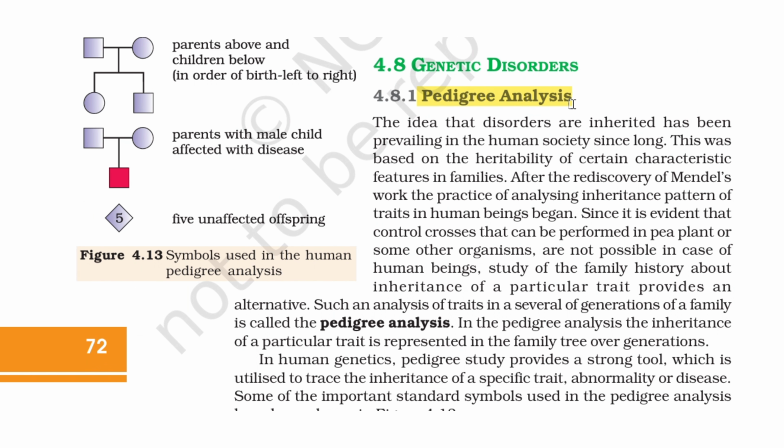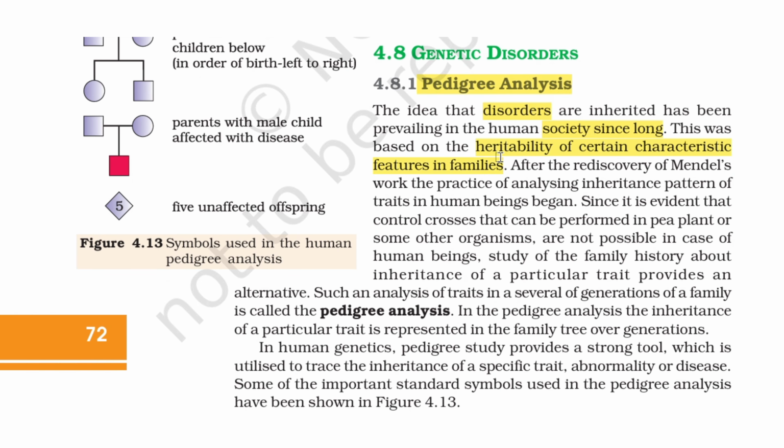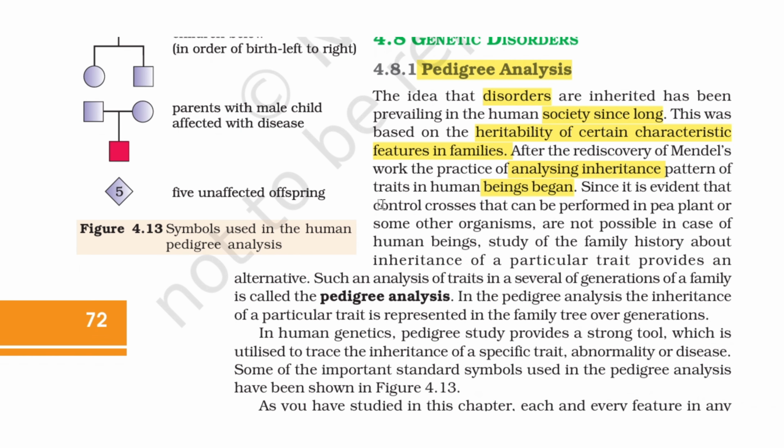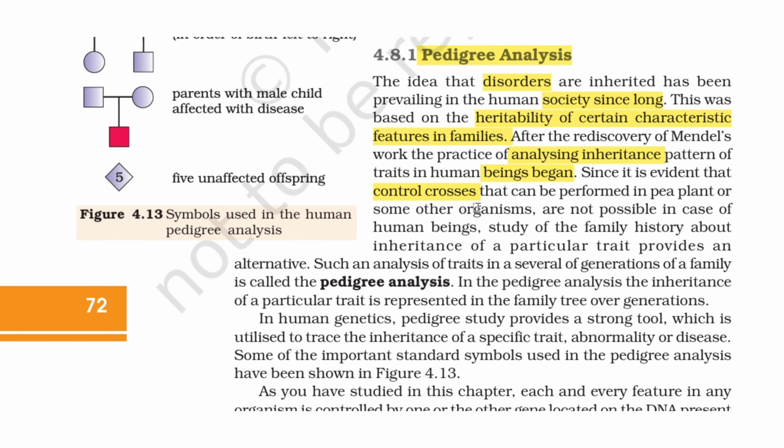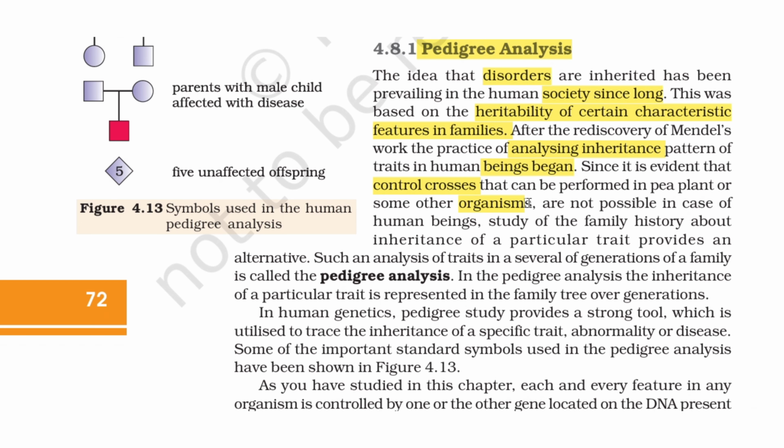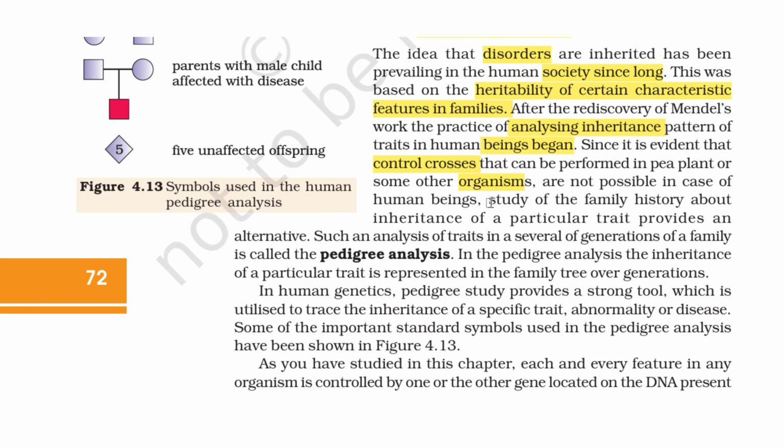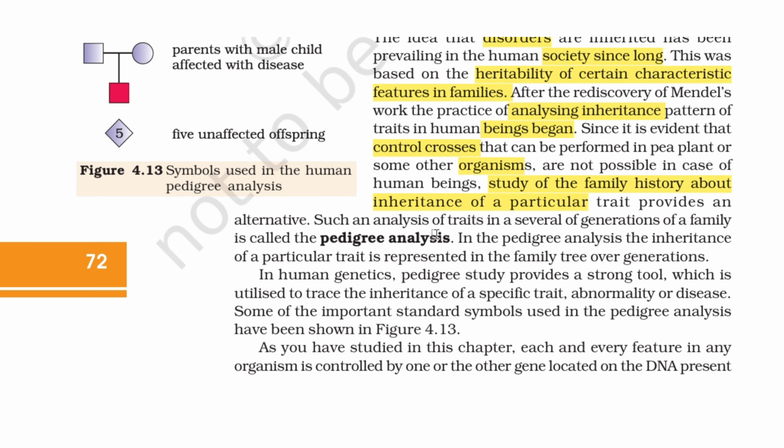Genetic disorders. Pedigree analysis. The idea that disorders are inherited has been prevailing in human society since long. This was based on the heritability of certain characteristic features in families. After the rediscovery of Mendel's work, the practice of analyzing inheritance pattern of traits in human beings began. Since it is evident that controlled crosses that can be performed in pea plants or some other organisms are not possible in case of human beings, study of the family history about inheritance of a particular trait provides an alternative.